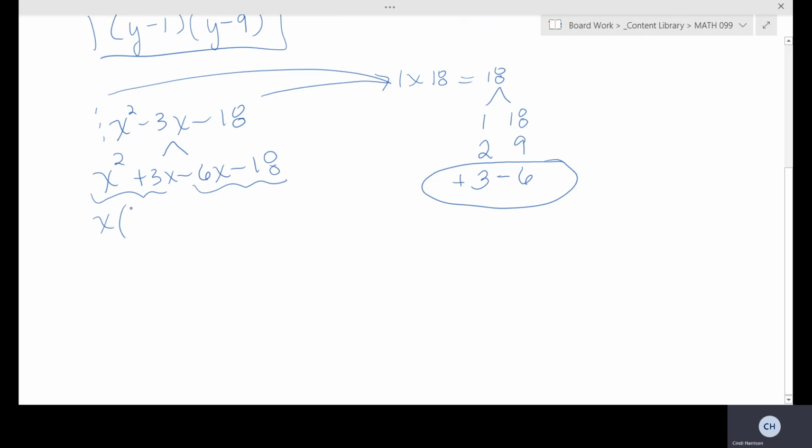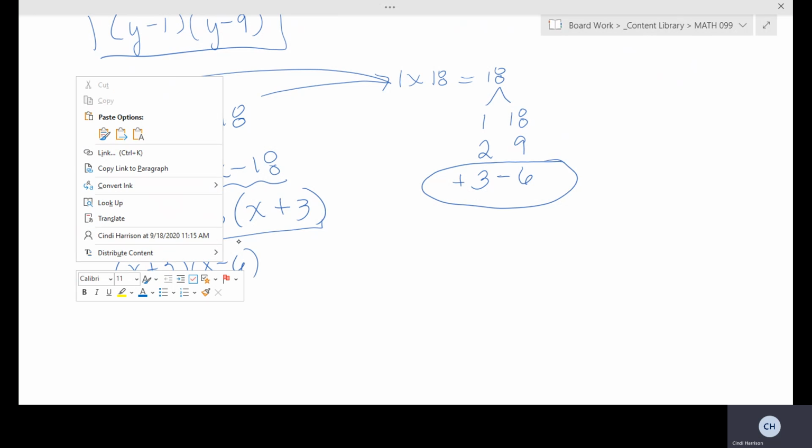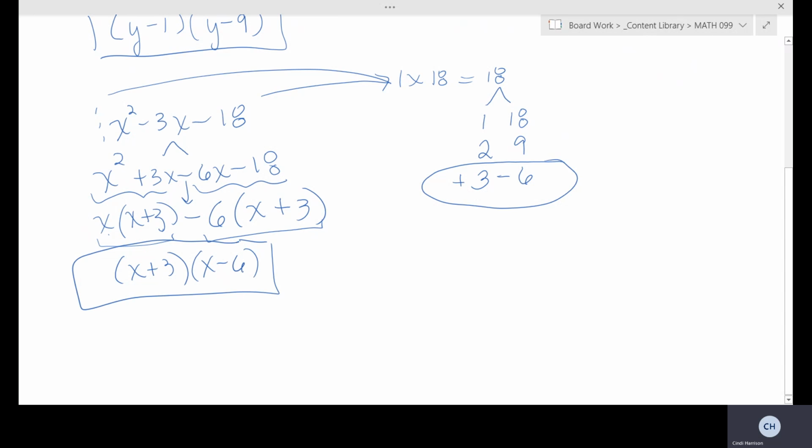Here I have x, and that leaves x plus 3. Bring down the sign. So that's just an arrow reminding me to bring that sign down. And then the GCF here is 6, and that leaves x plus 3, because negative 6 times positive 3 is negative 18. So now we're ready to factor out the GCF from these two terms, which gives us x plus 3, and that leaves x minus 6. So that's our answer. And then again, you can always FOIL it to check.